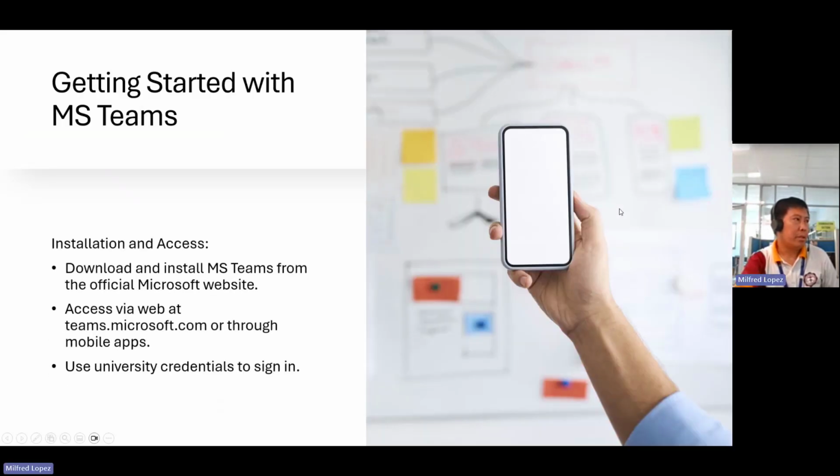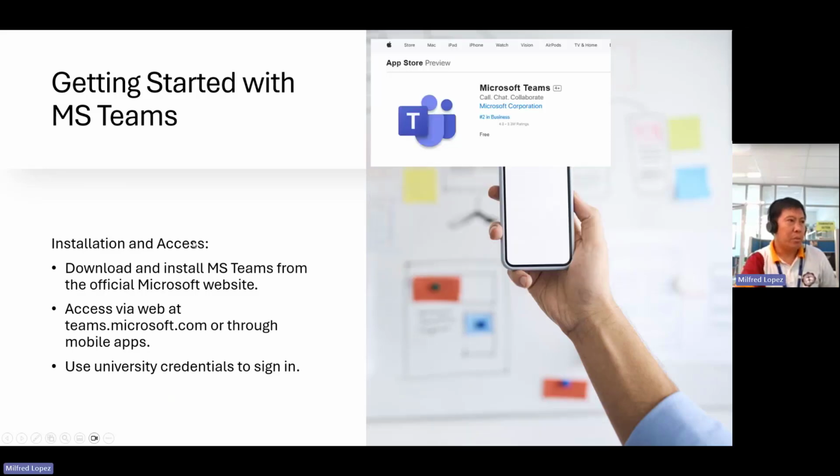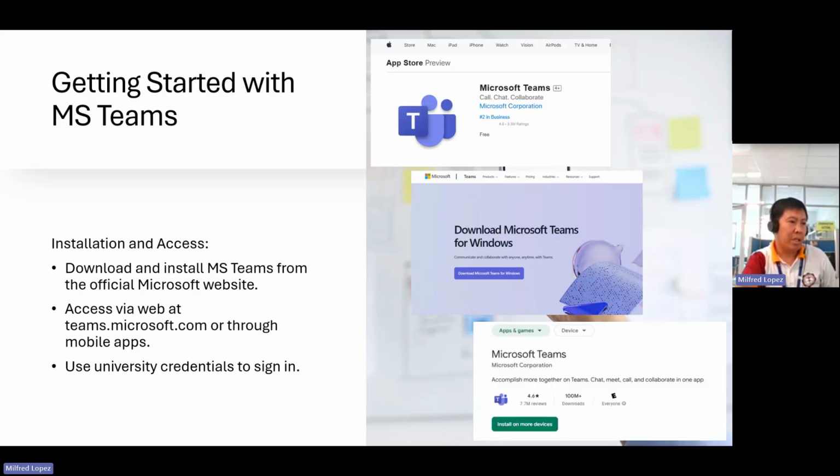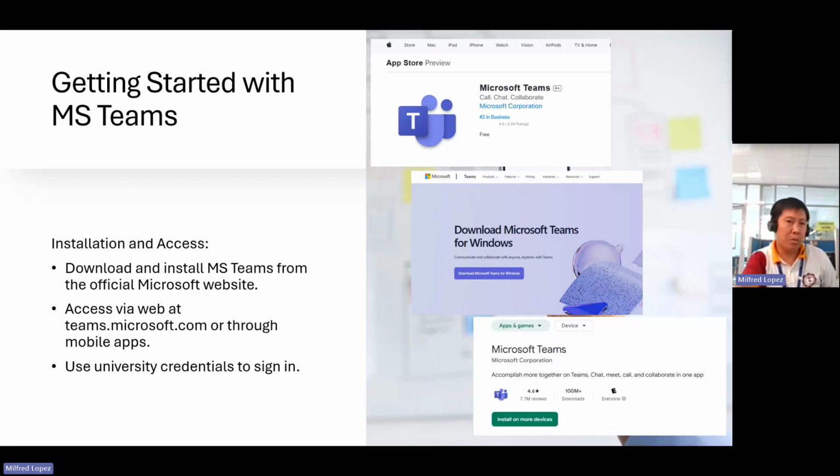All right. So starting with how to start in MS Teams, you can download the apps in the Microsoft website. And if you already downloaded that apps, you can install, and then you can use your university credentials to sign in. It's available on App Store, of course, in Microsoft Office and in Google. If you're using your mobile phone, you can also download that.